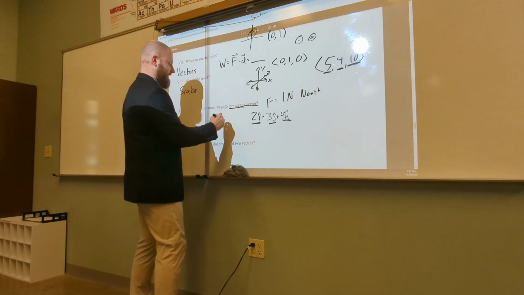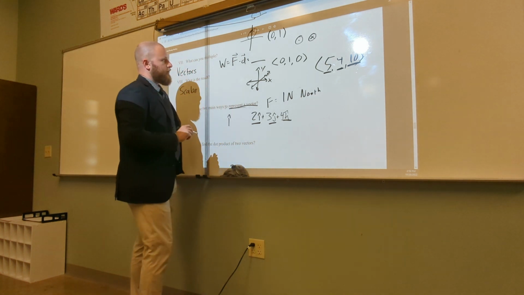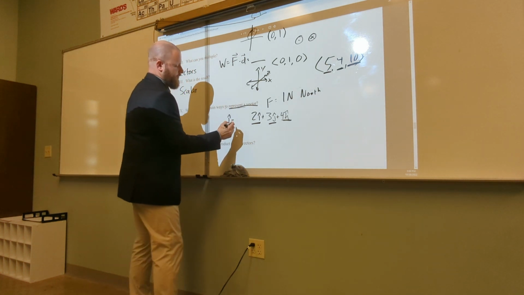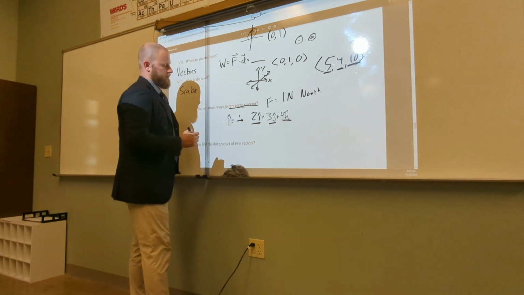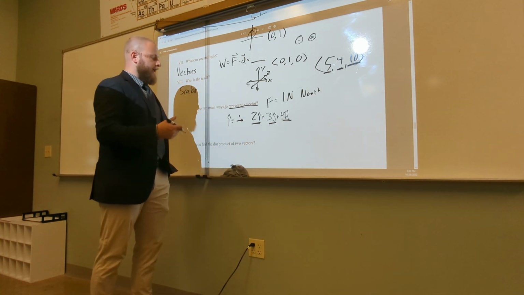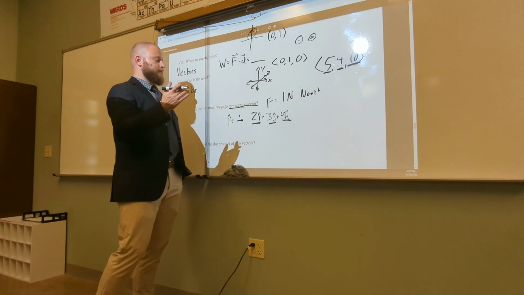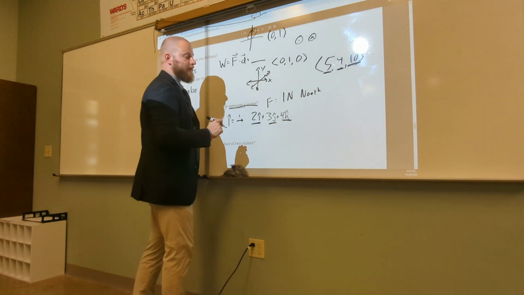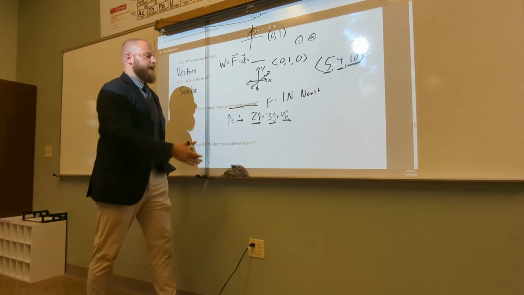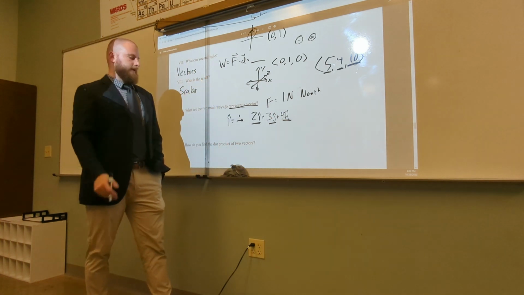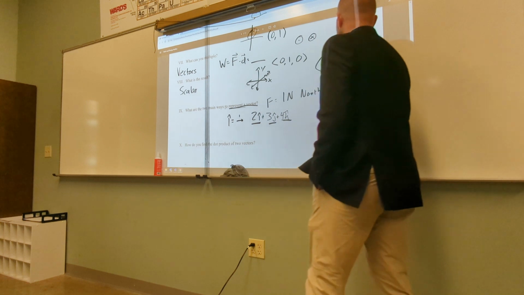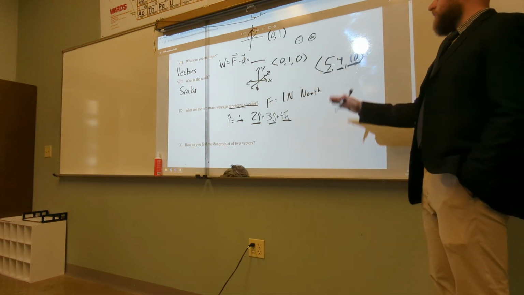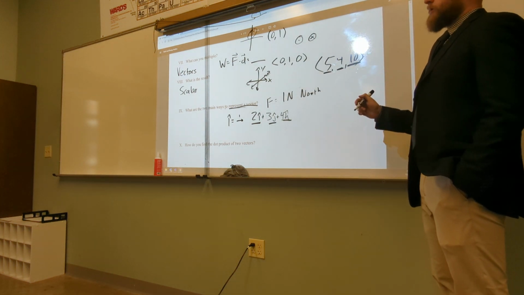So i hat itself would be equal to a vector that is 1 in the x direction. Okay? Sorry, j hat would be 1 in the y direction, and k hat would be 1 in the z direction. Okay? So it's actually very similar to this, right? But here we're just using slightly different terminology.